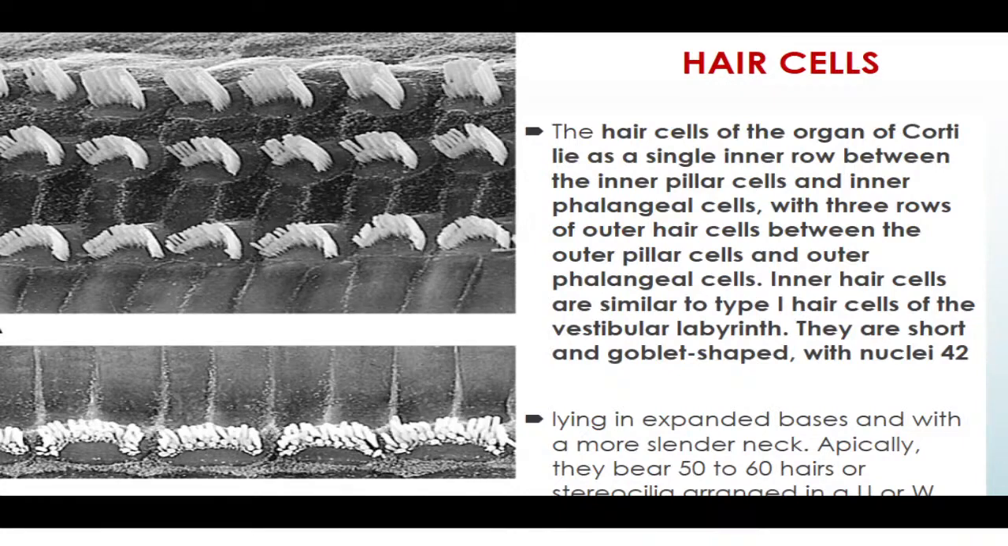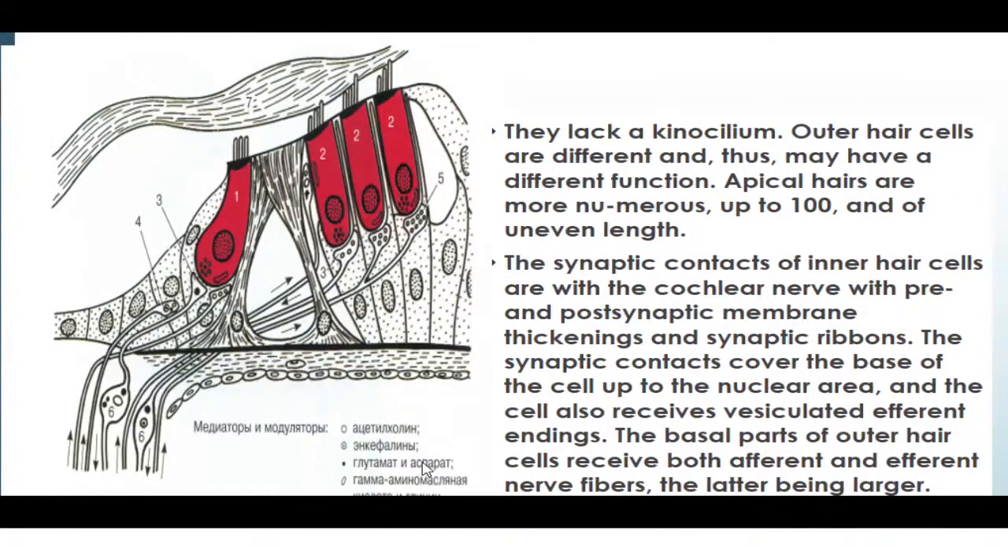Inner haired cells are similar to type 1 haired cells of the vestibular labyrinth. They are short and goblet-shaped, with the nuclei lying under the base, with a more slender neck. Typically, they contain 50 or 60 hairs, stereocilia. A very good thing here, this is stereocilia. This is outer and this is inner. So inner is more random. We have seen here inner and outer.